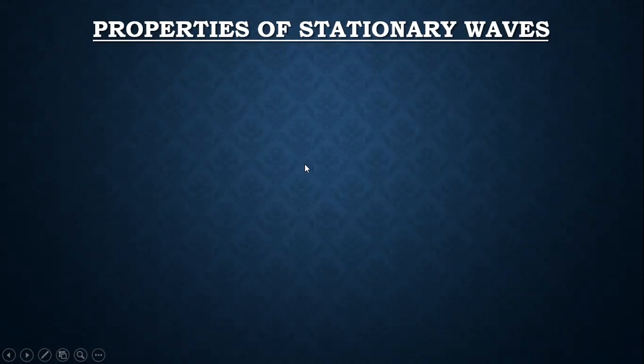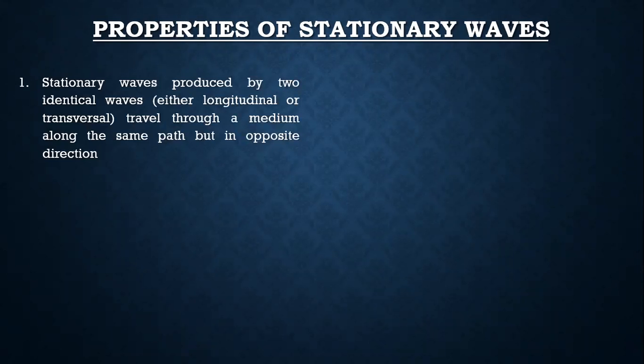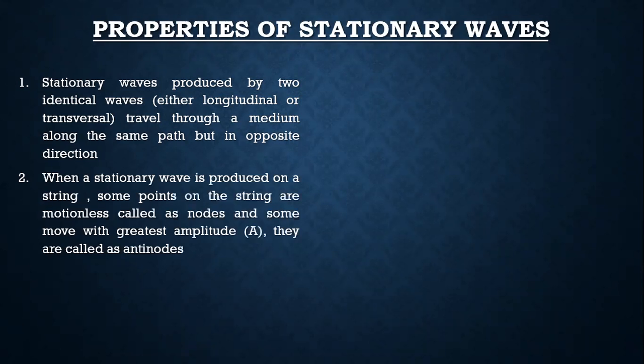Dear student, in today's lecture we start properties of stationary waves. So first property is stationary waves are produced by two identical progressive waves traveling through a medium along the same path but in opposite direction.